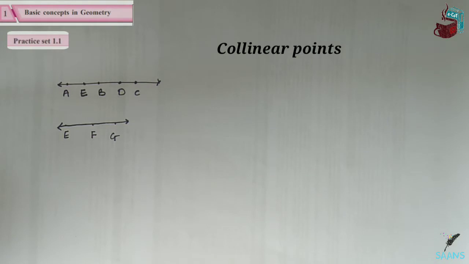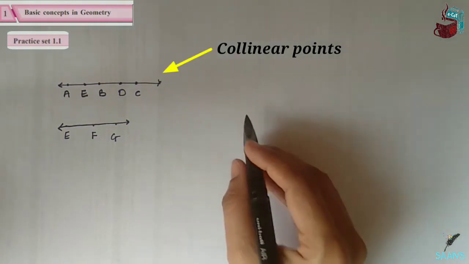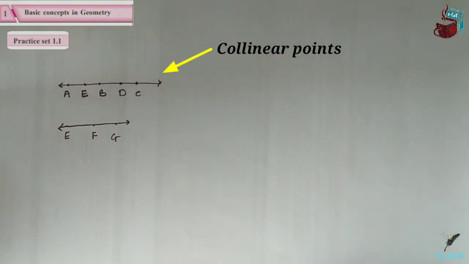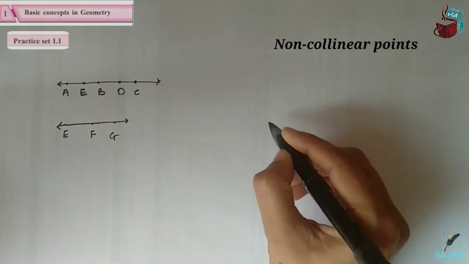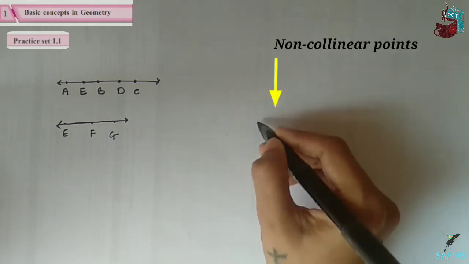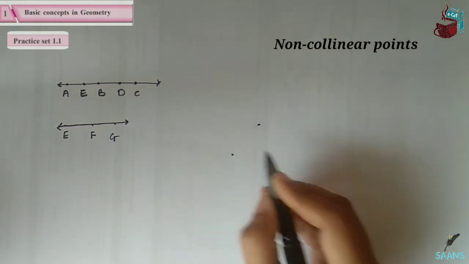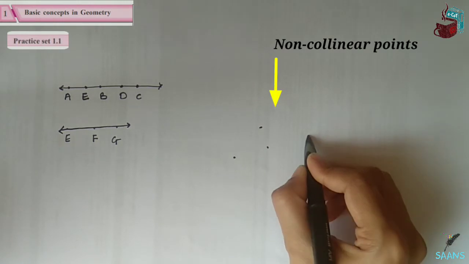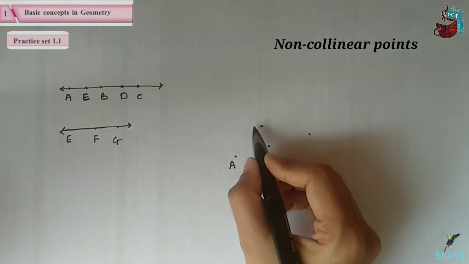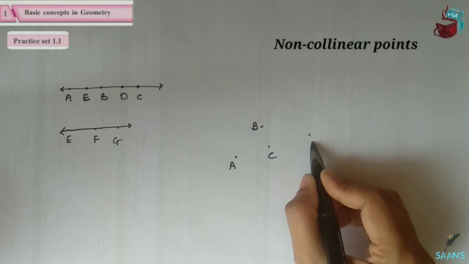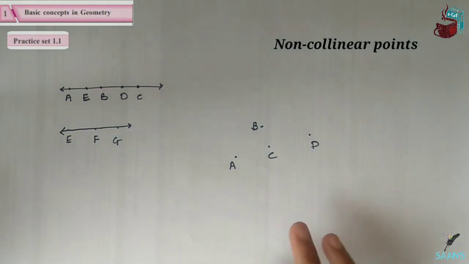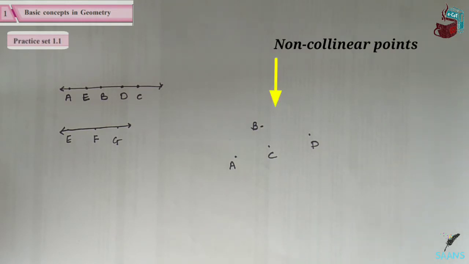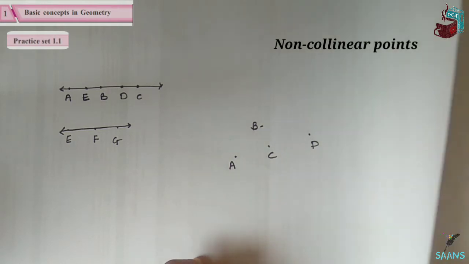Okay, now in contrast, what are non-collinear points? You can have them looking something like this. See, they are random. Suppose point A is here, B will be here, C will be here, D will be here. So this is a random position. ऐसे कोई line में नहीं होता. So this is called non-collinear. So since you understood collinear and non-collinear, let's go to question number 3.